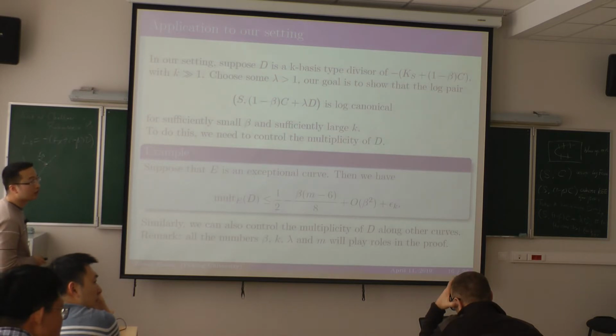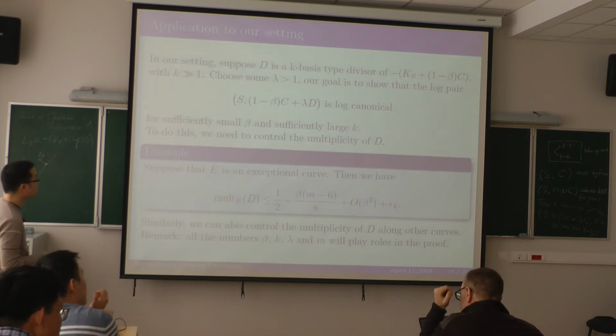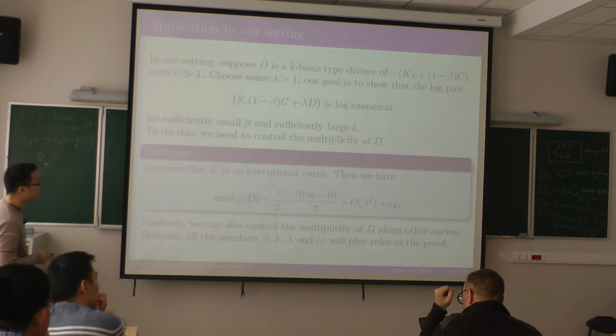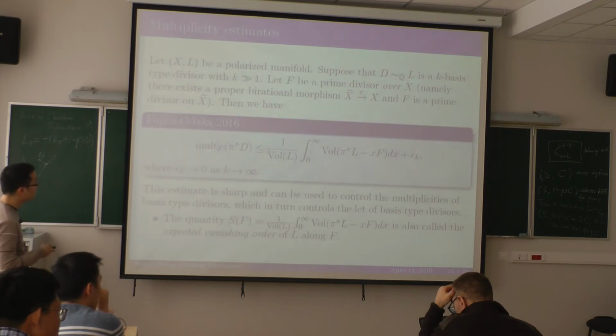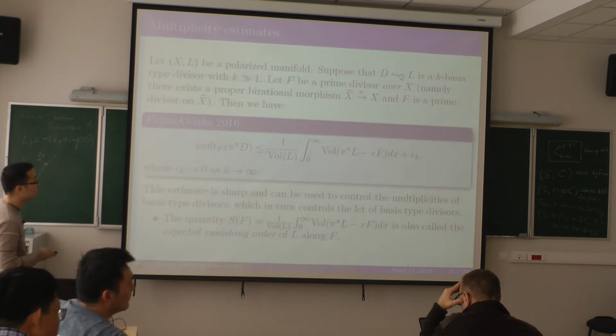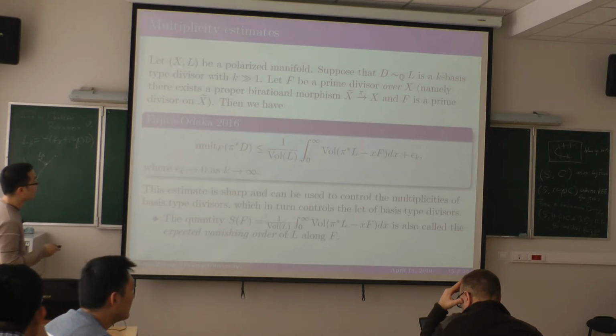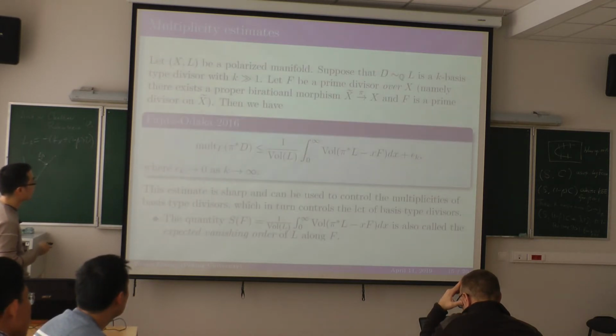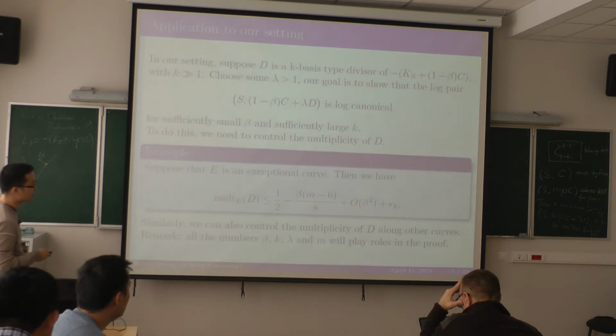Did you squeeze this bound from the previous bound? Yeah, you mean this bound? Or do you deduce this bound from the previous bound? There is this general bound by virtue of that. Yes, we use this. So here we just plug in L beta, and here we choose F to be the exceptional curve E, and we compute this integral. You can just compute this explicitly here, and this is the result of the computation.